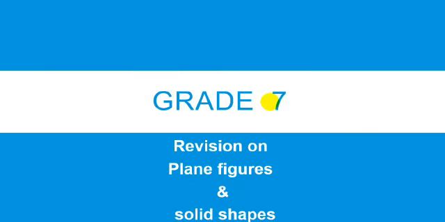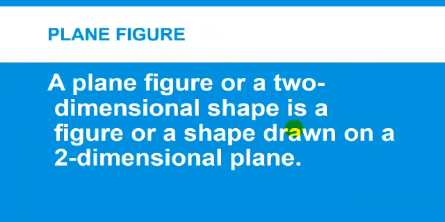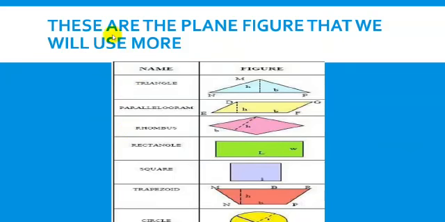Good morning, grade 7. Today we make a little revision on plane figures and solid shapes. A plane figure or a two-dimensional shape is a figure or a shape drawn on a two-dimensional plane. These are the plane figures that we will use more. We have a triangle, a parallelogram, a rhombus, a rectangle, a square, a trapezoid, and a circle.